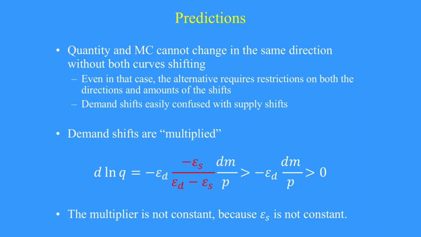Another finding is that quantity and price, or if you want to call it marginal cost, quantity and marginal cost, they're not going to go in the same direction if you're only shifting one of the curves. You pick a curve, I don't care which one, shift it, quantity and price are going to go in opposite directions. It's pretty tough to make quantity and price go in the same direction. You can do it, but you're going to have to shift two curves, and you're going to have to shift them in the right amounts to make them move in the same direction.